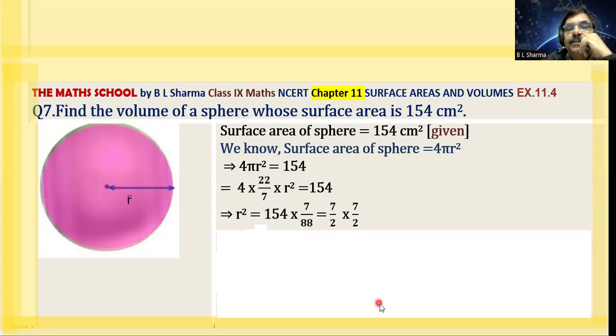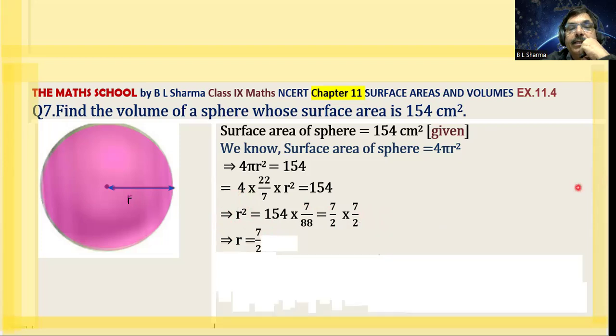Because when you cancel 154 by 88, that is 7 by 4. So 7 as it is, so 7 by 2 into 7 by 2. It is the value of r square. So the value of r will be 7 by 2, because this value is the value of r square. So taking square root on both sides, the radius is 7 by 2.